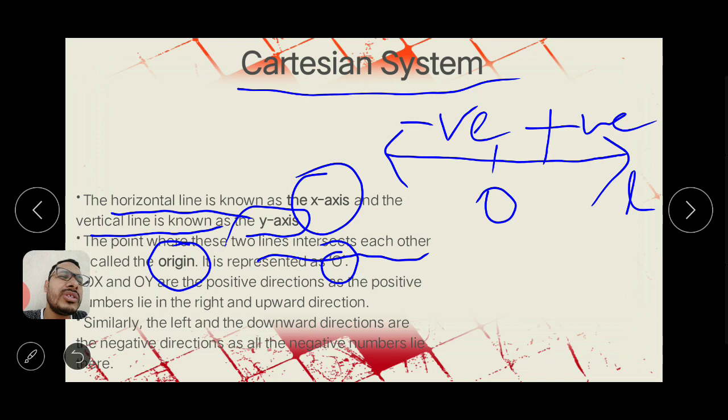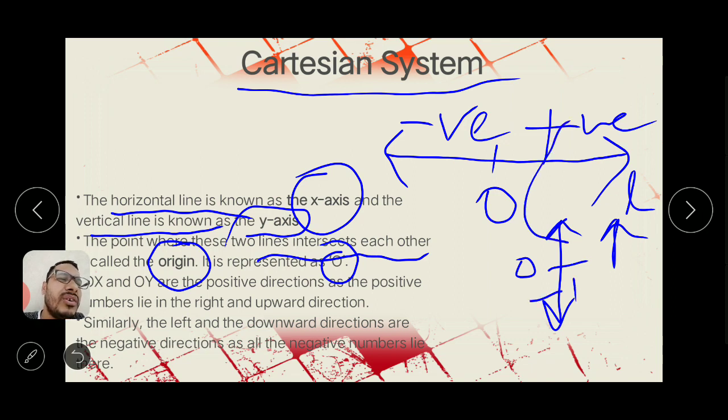Clear? Now suppose I rotate this figure anti-clockwise. I get the figure like this. Suppose this is 0, and upward of 0, all will be positive, and downward of 0, all will be negative. So this is how we get the Cartesian system, or we call it the Cartesian plane. Let's go to the next part, and you'll understand through the figure which has already been attached to this file.